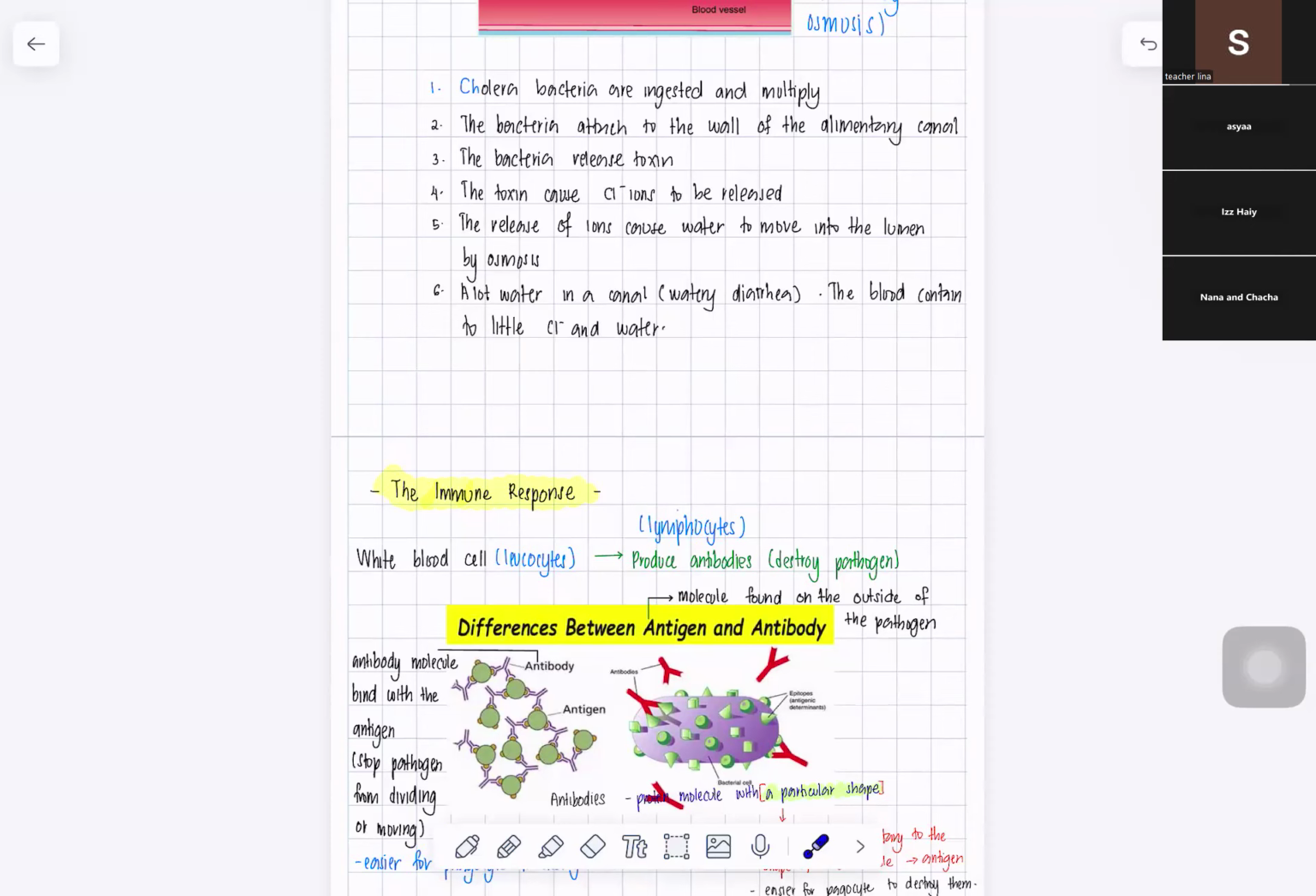Okay, you need to remember the process. That one is very important for your paper 4. You need to write how cholera affects your body. Okay. Alright.